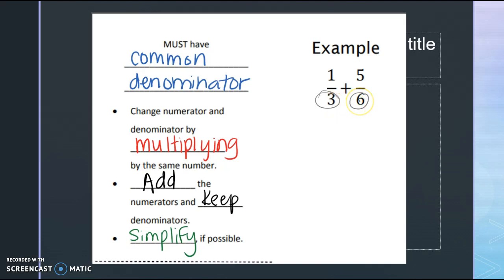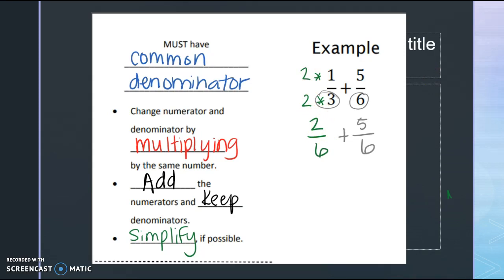If we choose 6, we actually only need to change one of the two fractions. So we're going to leave that 5/6 alone, since it already has that denominator of 6. And we want to change this first fraction to have a denominator of 6 as well. So then we have to go back up to our original problem here, and we had to multiply 3 by 2 to get the 6. So then we also have to do the exact same thing to our numerator. So this kind of goes back to this first bullet point here, change the numerator and denominator by multiplying by the same number. So 2 multiplied by 1 gives us 2.